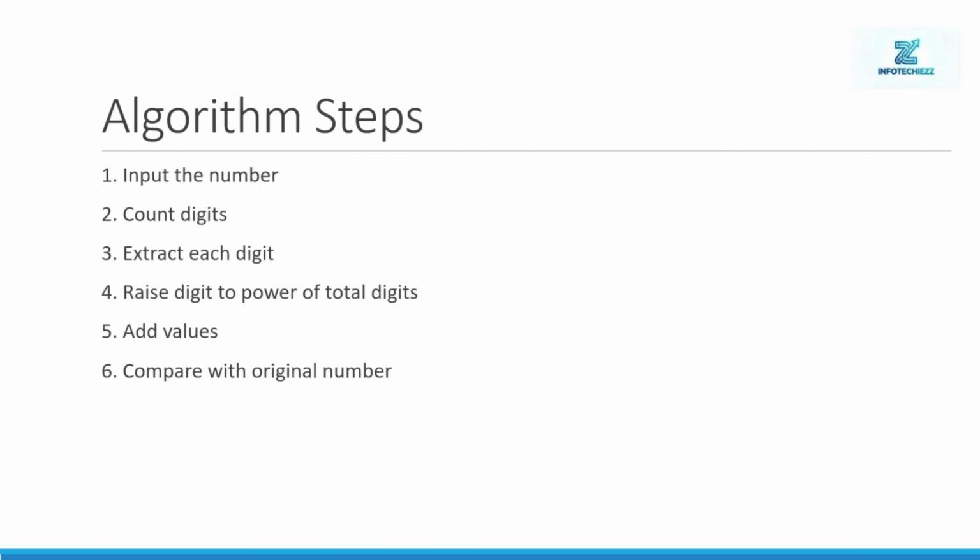So let's continue. Here we have an algorithm. So let's see the algorithm. At first, take an input and count the number of digits, and only then can we raise to the power, right? Then we have to extract each digit, raise the digit to the power of the total number of digits, add the values, and compare the sum with the original value. If it is equal, we print it is an Armstrong number. Otherwise, it is not an Armstrong number.